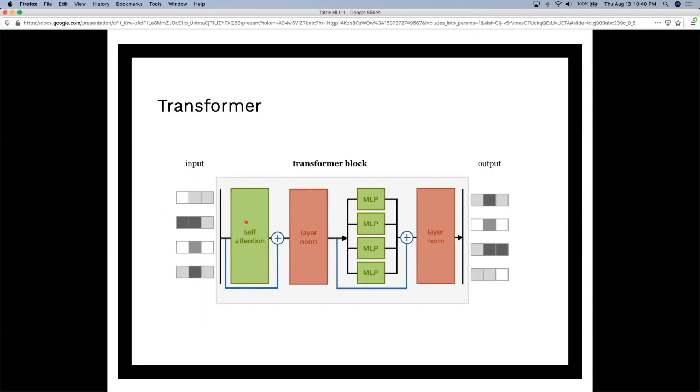So in computer vision, there was the ResNet architecture.